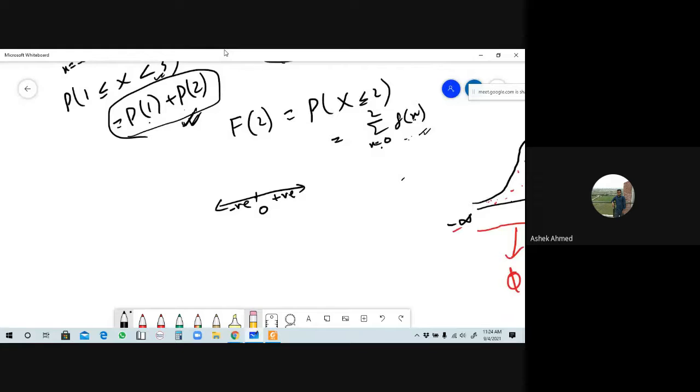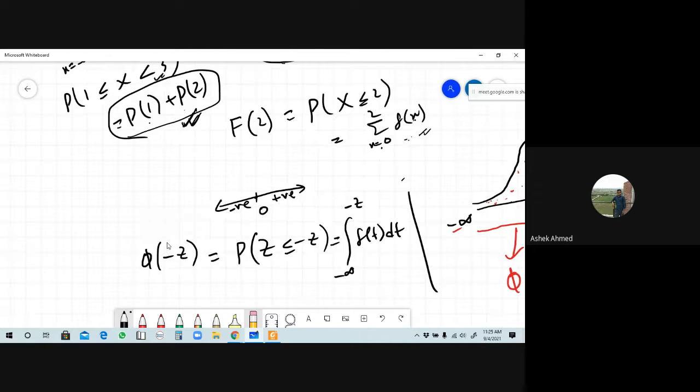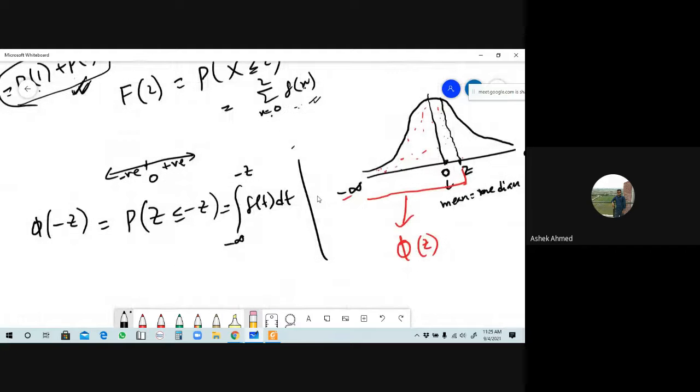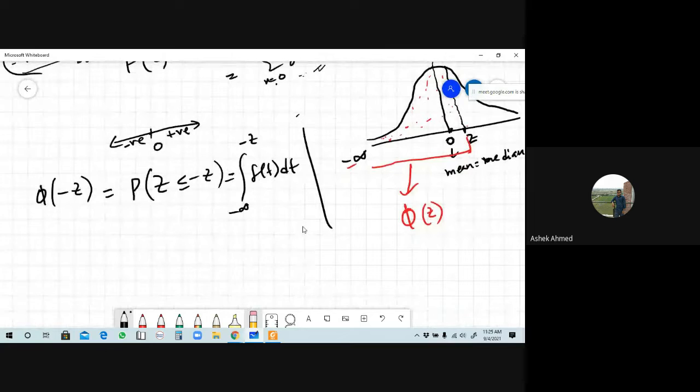In that case, if you replace z by minus z, phi of minus z will be what? Probability of capital Z less than or equal to minus z, is it right? Equals what? Integration of what? Minus infinity to minus z of f of t dt. Respond. Is it right or wrong from here? If you replace z by minus z, phi of minus z equals the probability of capital Z less than or equal to minus z, and the upper limit will be minus z. Understand? So that will be in this form. Respond. This is very important here.